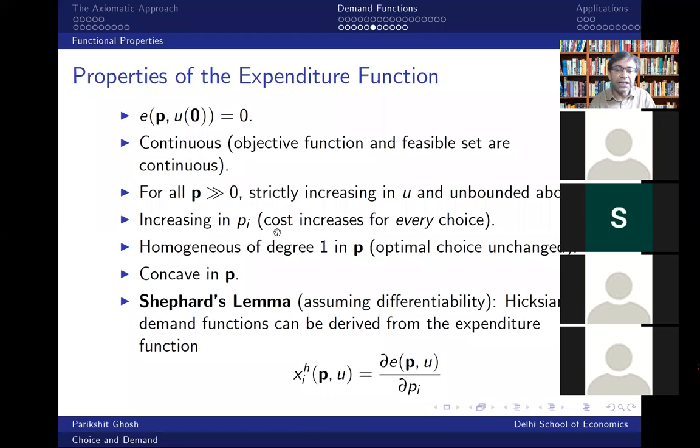But the argument is that for every bundle, the cost is higher. For the optimal bundle, for non-optimal bundles, whenever one price goes up, every bundle is more costly. So whatever is optimum has to be more costly, right?